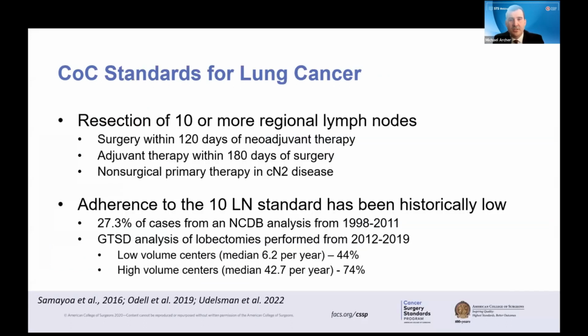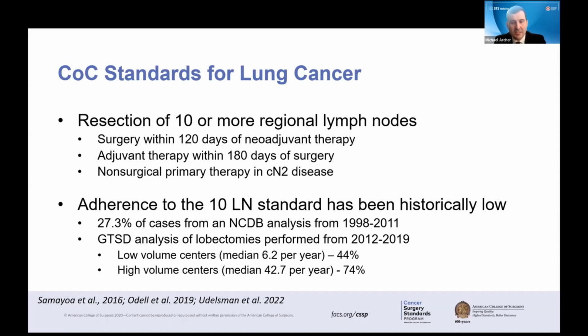So CoC standards in lung cancer are not new. And in fact, prior iterations of the Optimal Resources for Cancer Care included standards for lung cancer, including resection of 10 or more regional lymph nodes at the time of surgical resection in lung cancer, as well as standards revolving around adjuvant and neoadjuvant therapy. Unfortunately, the adherence to the 10 lymph node standard has been historically low. In an assessment of the National Cancer Database from 1998 to 2011, this demonstrated that only about 1/3 of patients had more than 10 lymph nodes harvested.